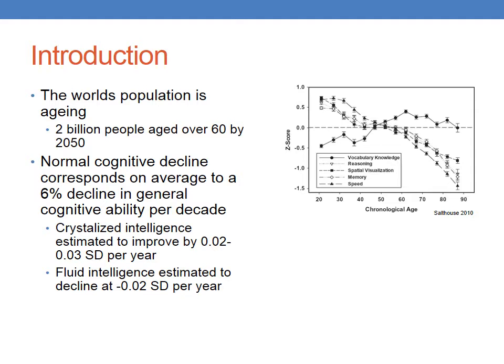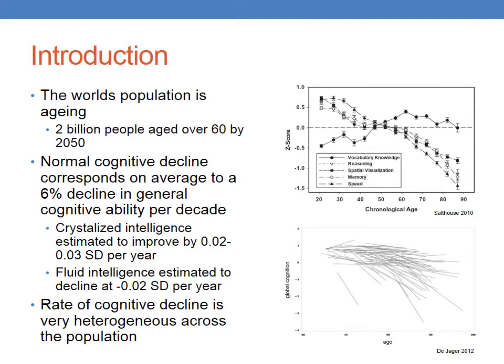Conversely, domains associated with fluid intelligence, so memory, perceptual speed, executive functioning, are the domains that tend to decline. And again, you can see that in the graph, where domains associated with fluid intelligence are declining from the age of 20 to 90. However, the rate of cognitive decline is very heterogeneous within the population, which you can see in this graph. Some people are staying relatively stable in their cognitive abilities over time, while others are declining at a much more rapid rate.